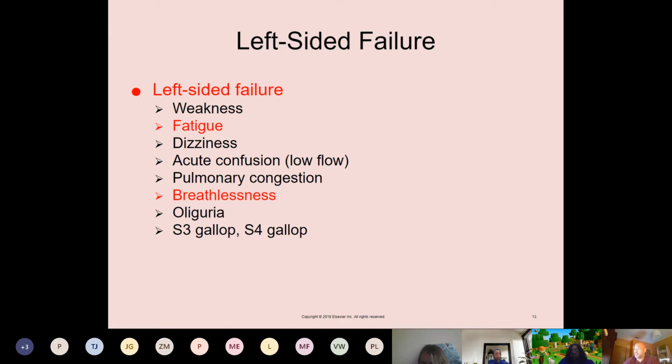Atrial fibrillation is the most common, but you also may see PACs, PVCs, and whatnot as well. You have these irregular heart rhythms. Because remember, in heart failure, the cardiac output is poor, so you're not even perfusing your coronary arteries.